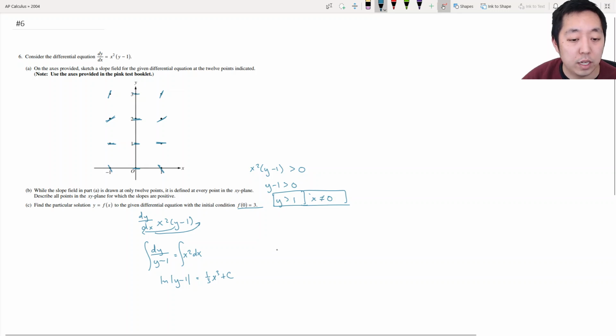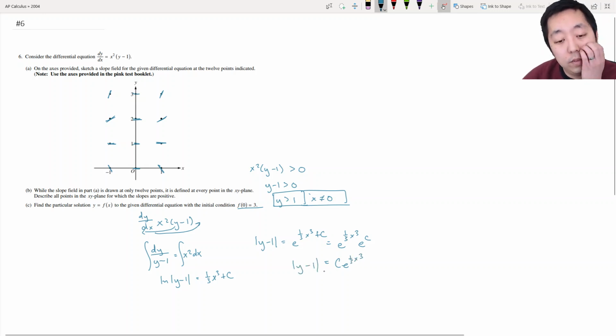Take e to both sides. So I have the absolute value of y minus 1 is equal to e to the 1/3 x cubed plus c. But this plus c, I write that as e to the 1/3 x cubed times e to the c, or I just combine that into a single constant, c e to the 1/3 x cubed. Now at this point, you don't really know if c is positive or negative, I guess.